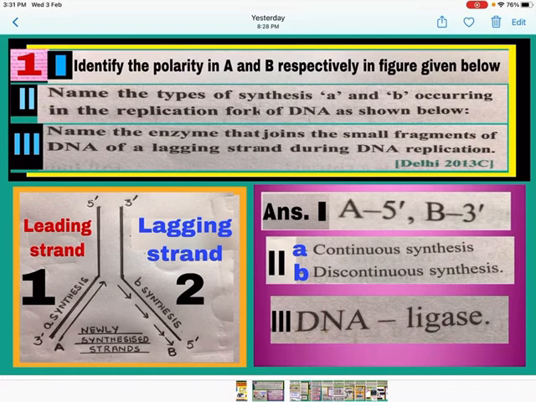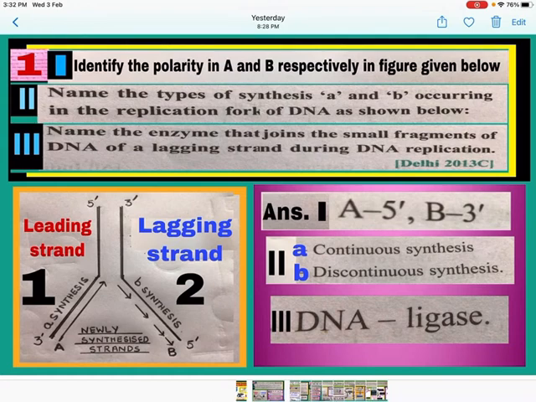Now, second part of the question. Name the types of synthesis A and B occurring in the replication fork of DNA. The replication at leading strand, number 1 in diagram, it is continuous. So, synthesis A is continuous. While the replication at lagging strand, number 2 in diagram, it is discontinuous, means small fragments of DNA are formed. So, synthesis B is discontinuous.